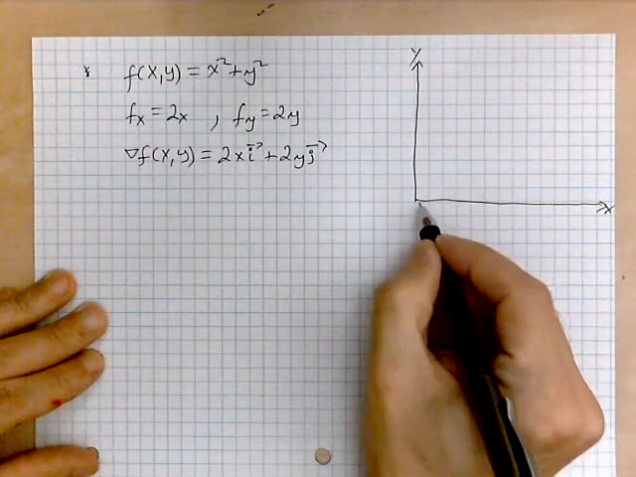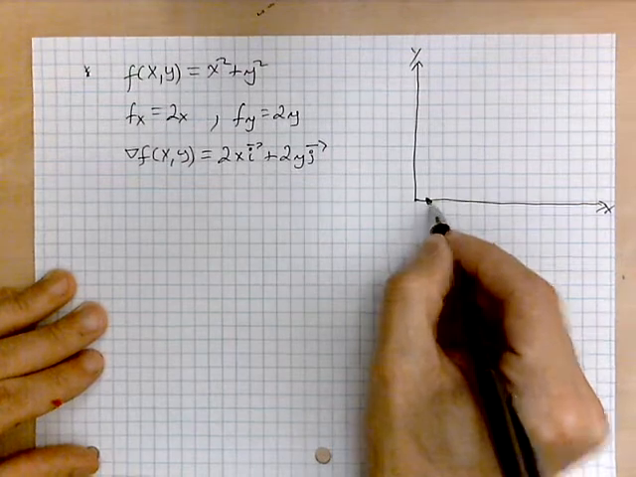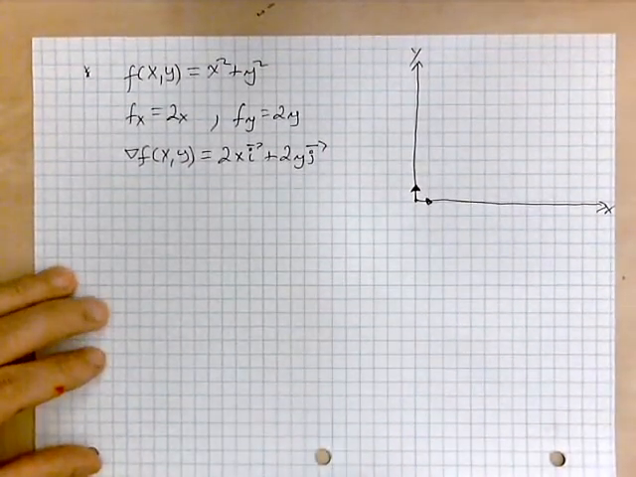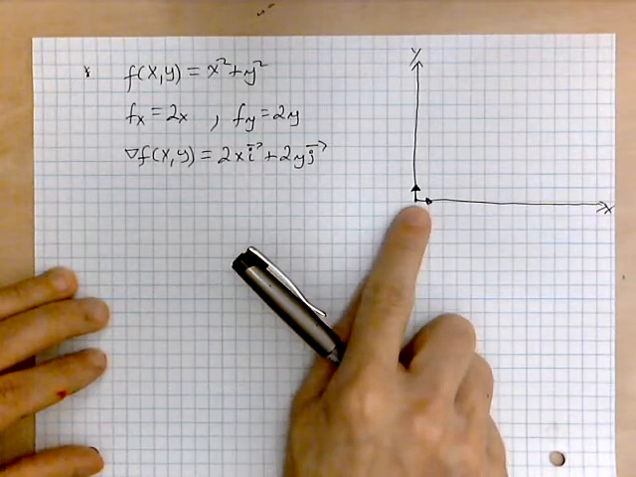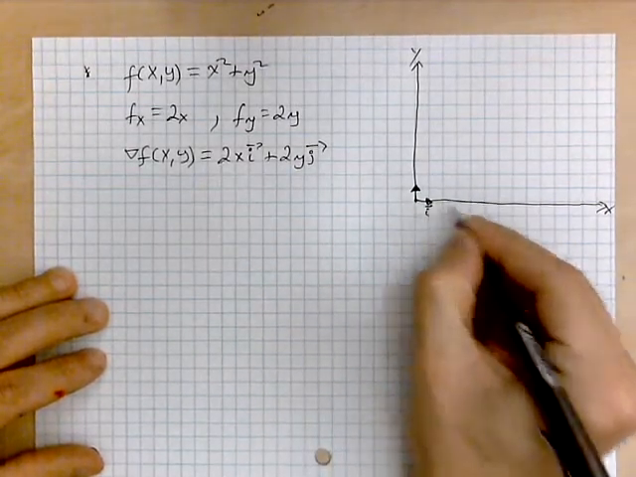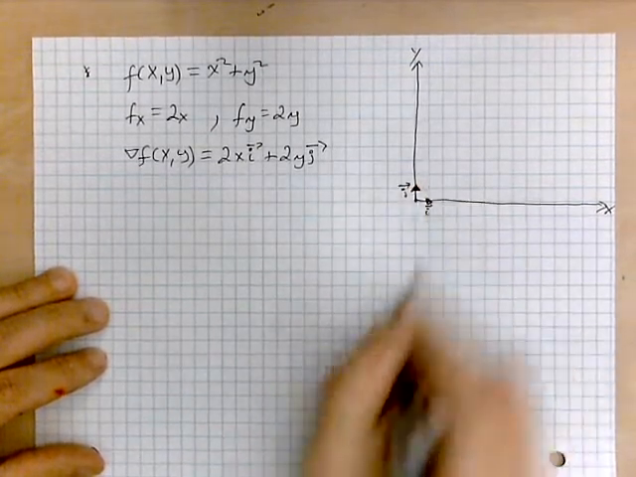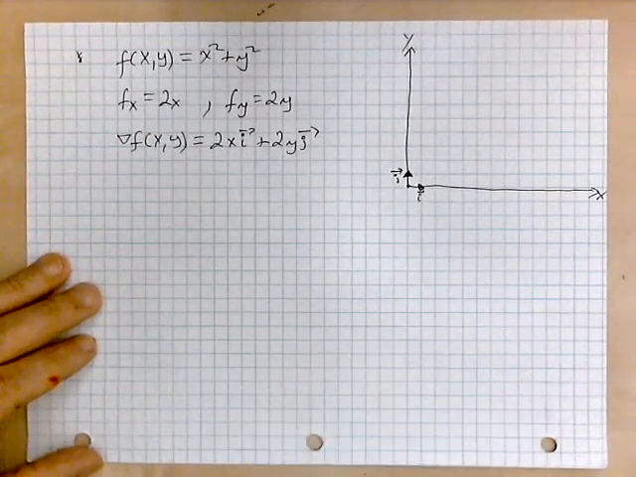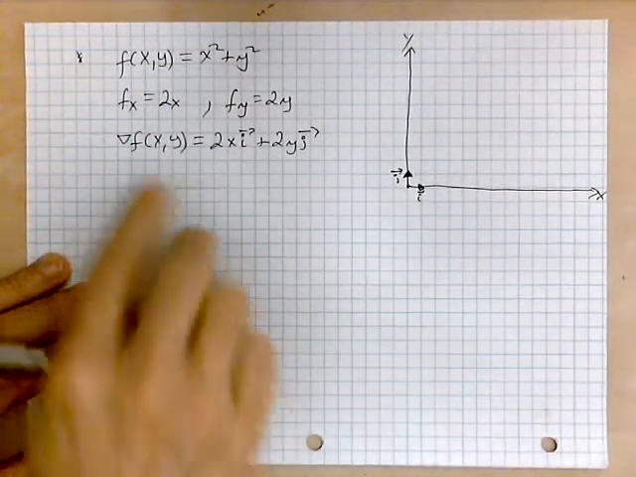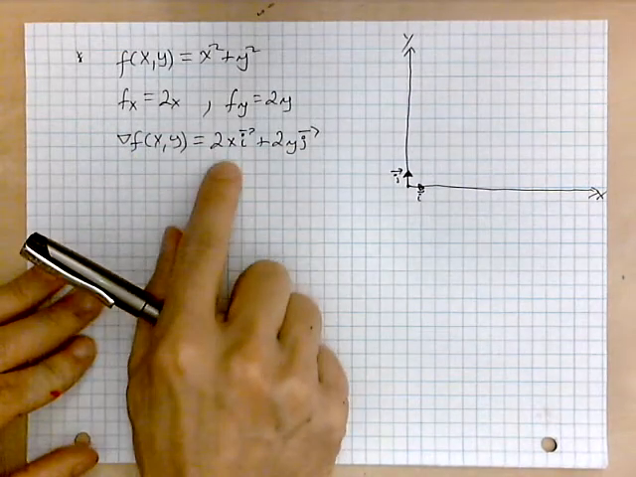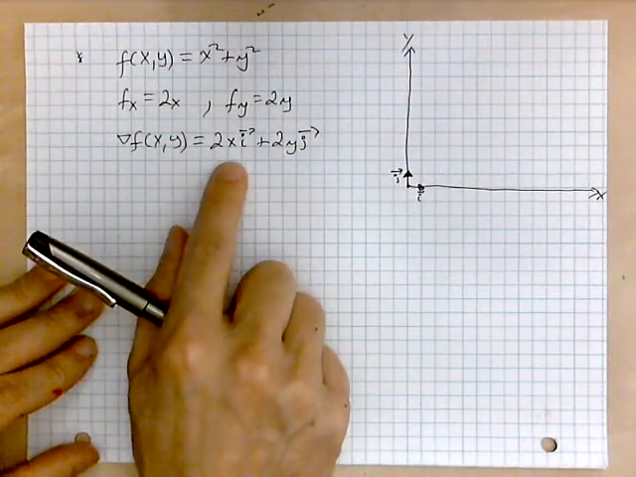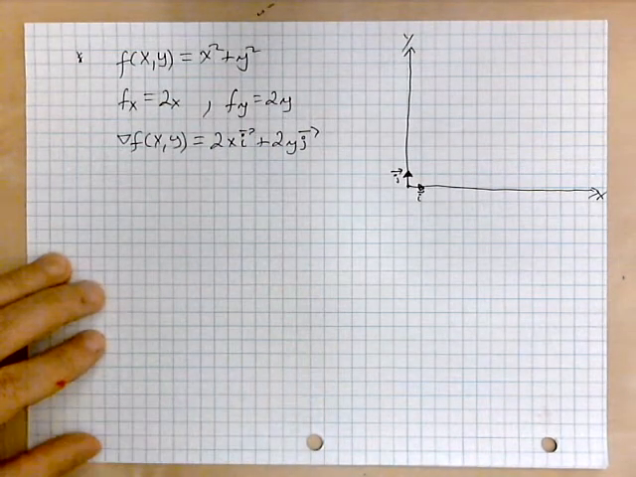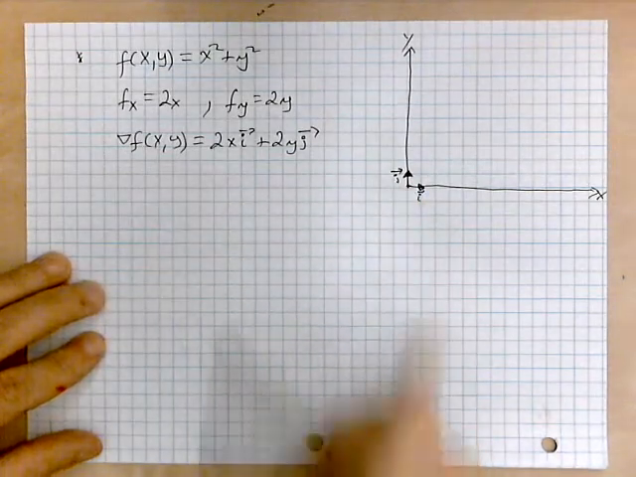To review, i is the unit vector along the x-axis and j is the unit vector along the y-axis. So these are our little unit vectors. This is 1i and this is 1j. And then you can see that the gradient is a linear combination of these two unit vectors, and it's a function of x and y. So what we are going to do is now plot the gradient at one point in the plane.